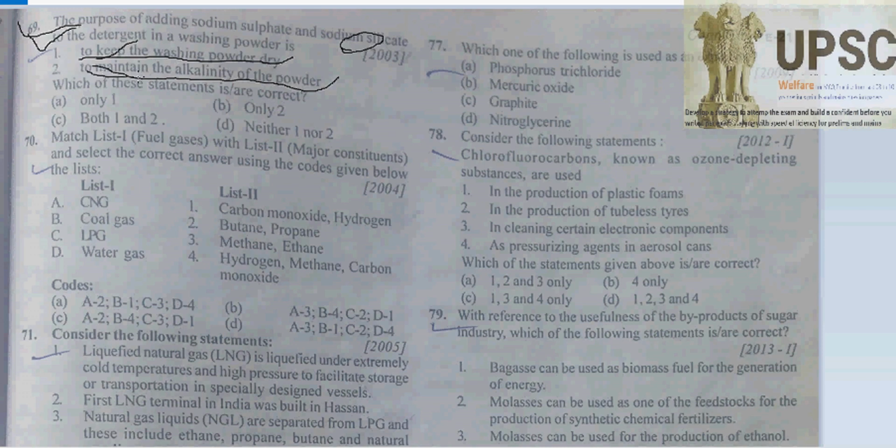So the second, to maintain the alkalinity of the powder, is especially the function of sodium silicate, and keeping the washing powder dry is the function of sodium sulfate. This will be sodium sulfate.